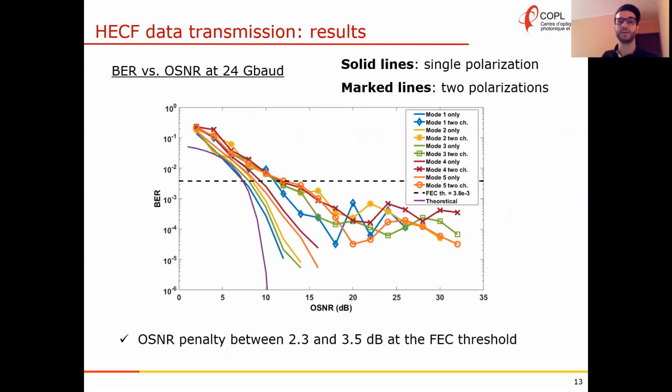For the results, we measured bit error rate versus OSNR at 24 gigabaud. Solid lines represent the case of single polarization, and we can see that the curves follow the theoretical curve. And then the marked lines represent the case when we excited 2 polarizations. So we found that the fiber crosstalk imposes an OSNR penalty between 2.3 and 3.5 dB at the FEC threshold.